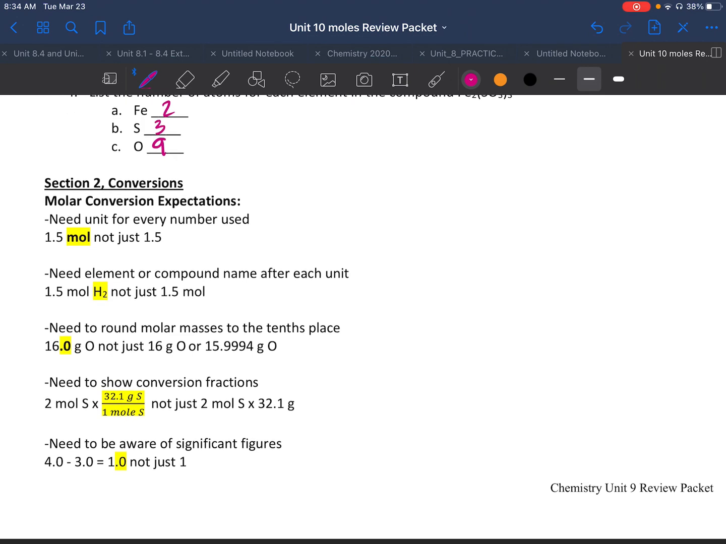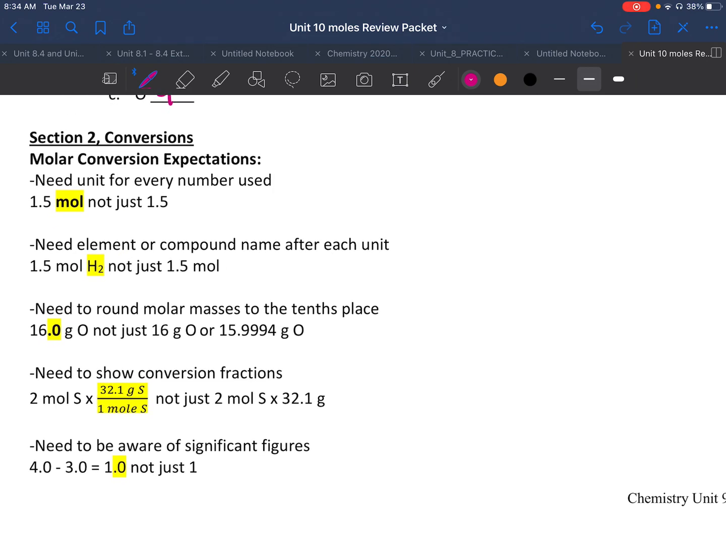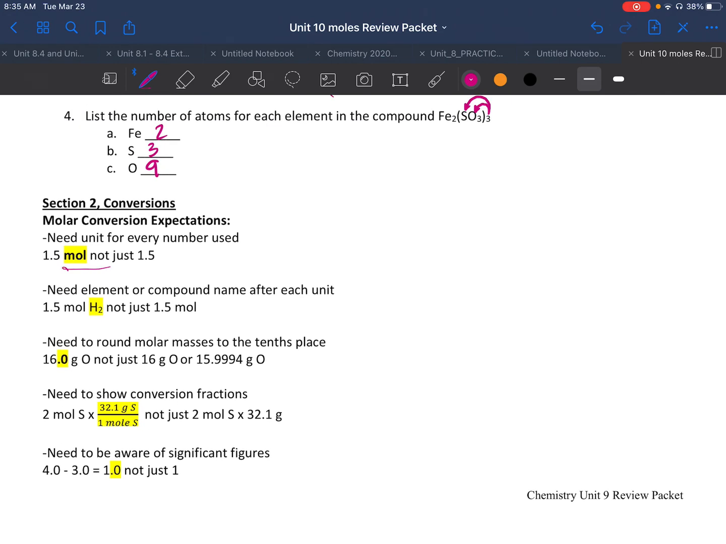All right. This is just a refresher of what my expectations are for your work. You need to make sure that you always have a unit: moles, grams, molecules, etc. You need to make sure that you always have an element or compound name. When in doubt, put the element and compound name on every number. Make sure you have a unit on every single number. Molar masses need to be rounded to the tenths place. I can't emphasize that enough.